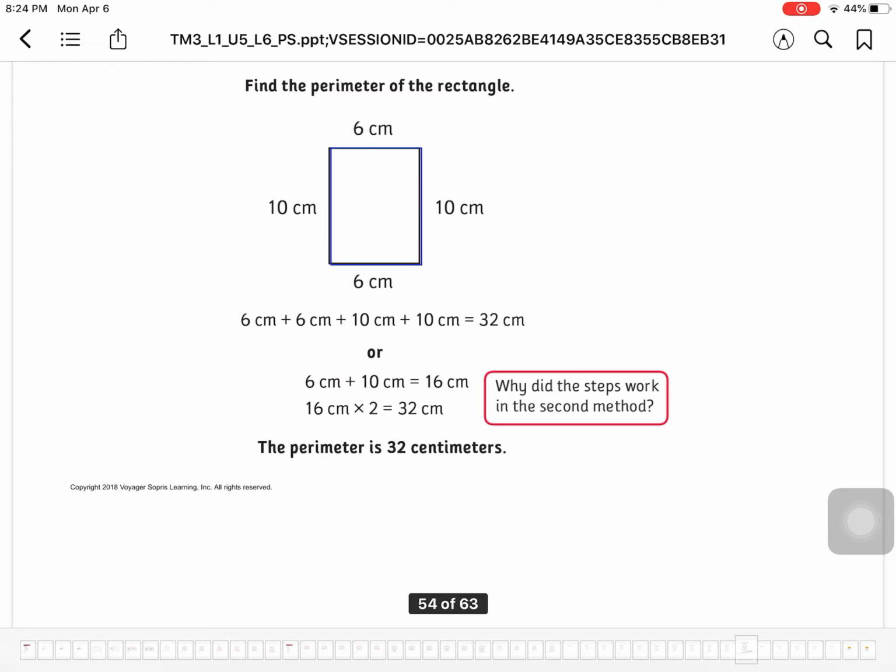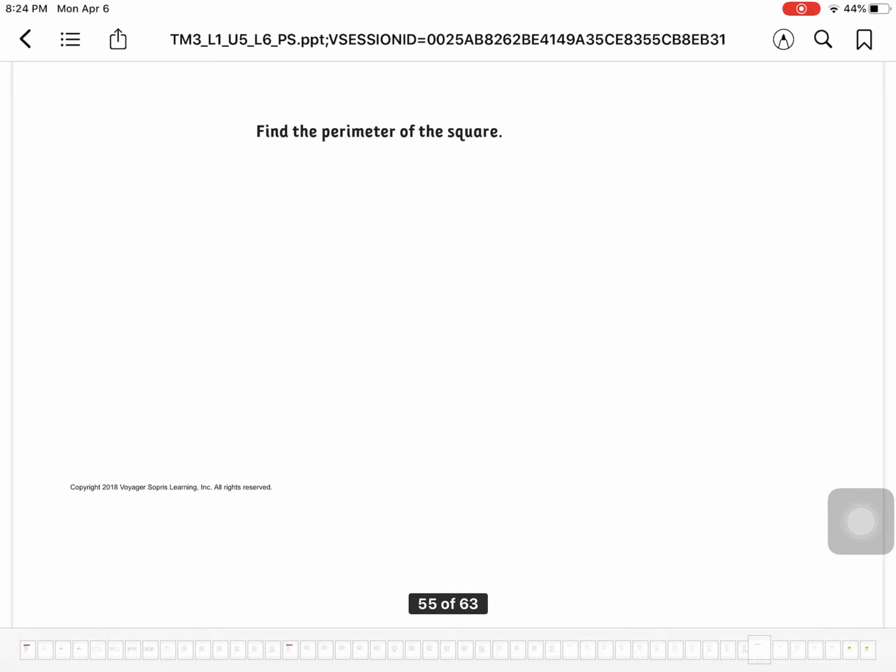Okay, so why did the steps work in the second method? I think we've talked about that before. It doesn't matter if you add up all the sides or if you take the length plus the width and double it. That will also give you the perimeter of that rectangle.